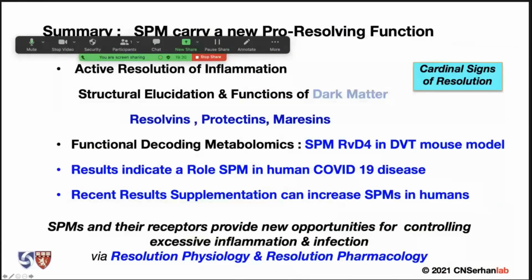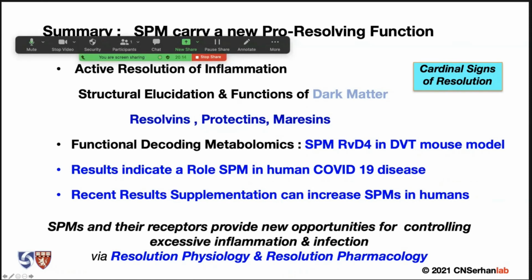So in summation, we've shown you that SPMs carry a new biological action, namely pro-resolving function, that are agonists to stimulate the cardinal signs of resolution. They taught us that resolution of inflammation is an active process, and this was a structural elucidation of dark matter in the universe, if you will. We're using functional decoding metabolomics, SPM RvD4, for example, identified here in a DVT model that reduces coagulopathies by stimulating resolution of thrombus in vivo, at least in animal models.